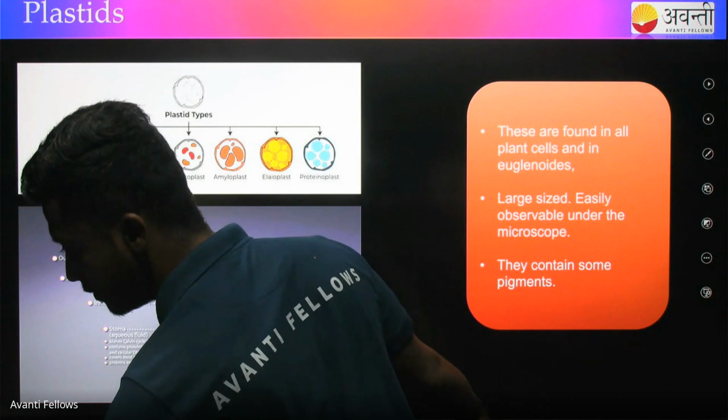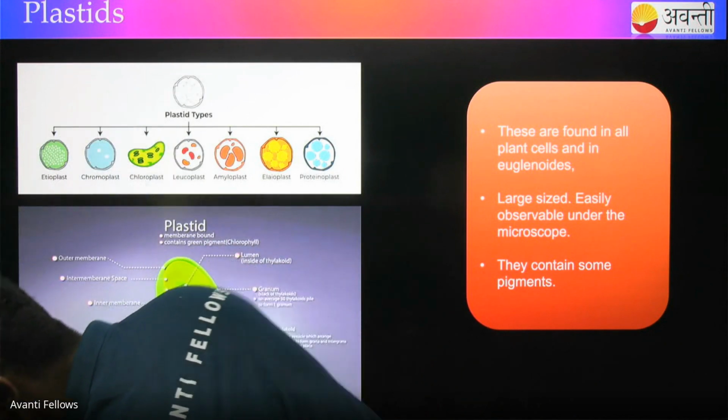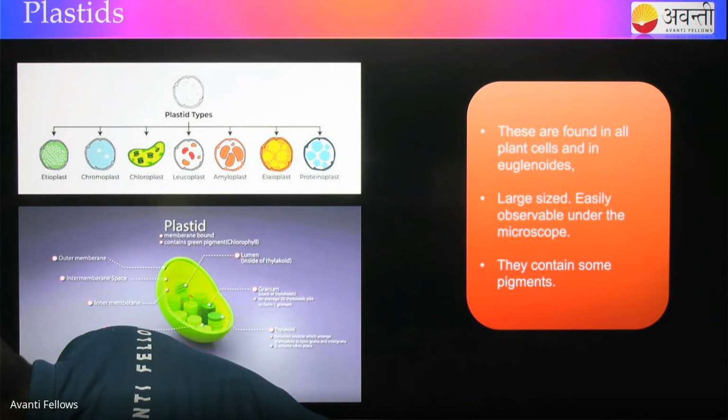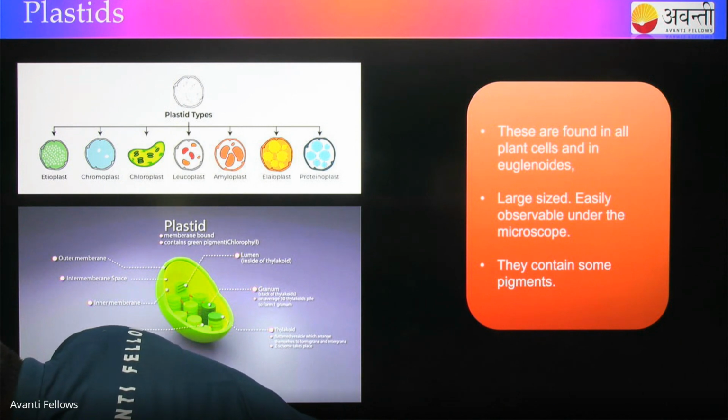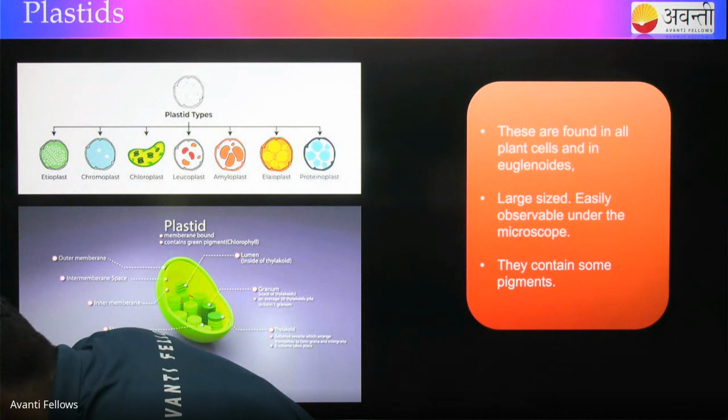Excuse me, students, just a minute. Mitochondria, yeah, that's right. The chloroplast are the example for semi-autonomous. Okay, mitochondria. Yeah, that's right. That's right, Ankita. Okay, so let's get back.